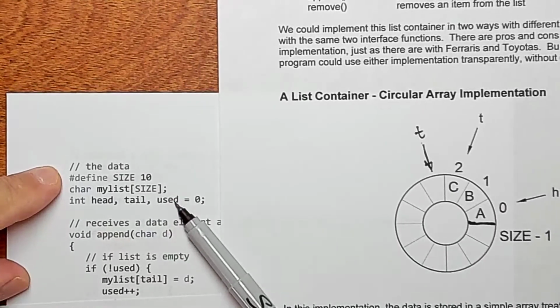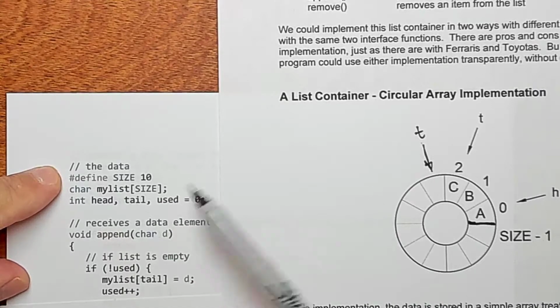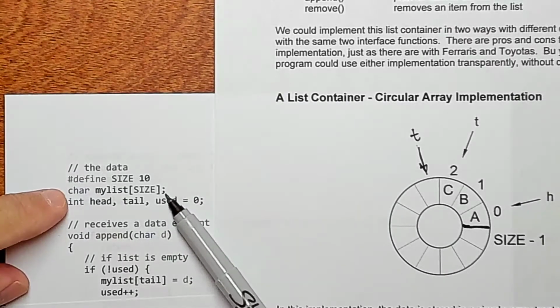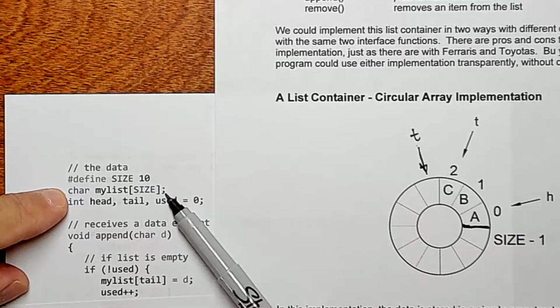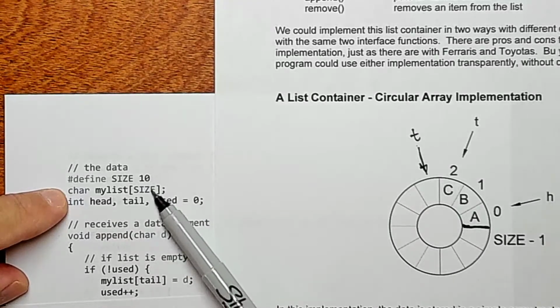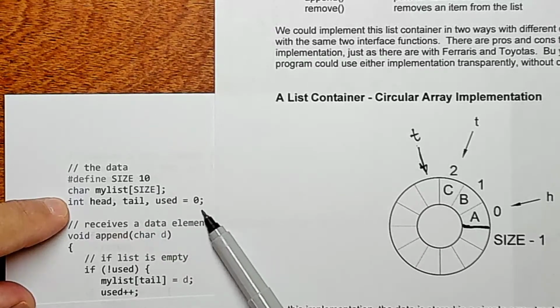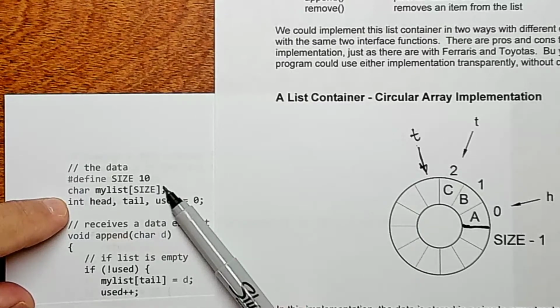This right here, these few lines of code define how the data is organized. It's just a simple array, my list, of a size, in this case 10. And then I've got a couple of variables, head and tail and used. So this is the data organization.